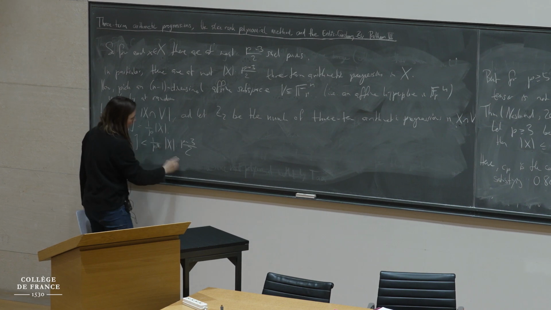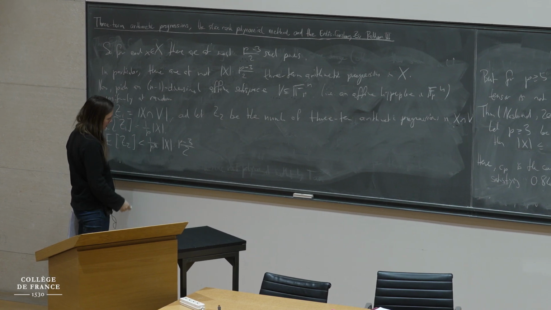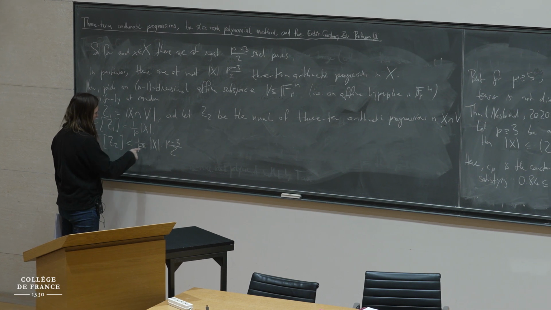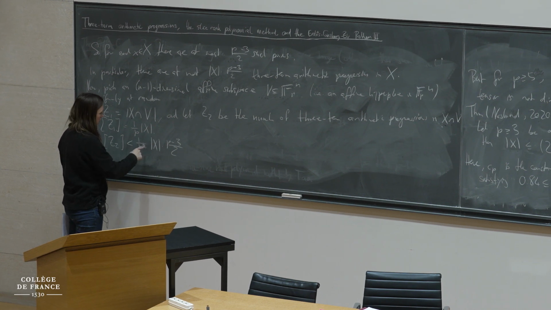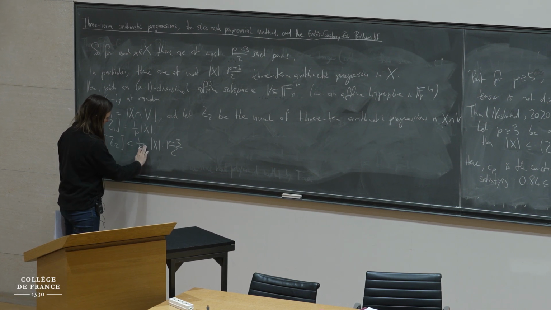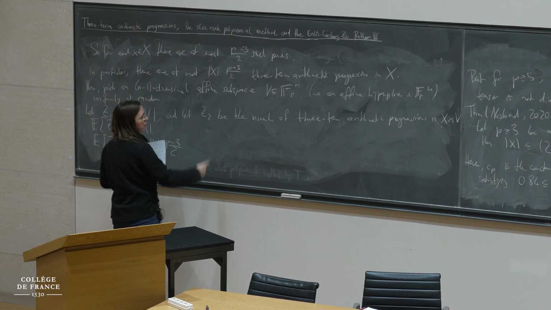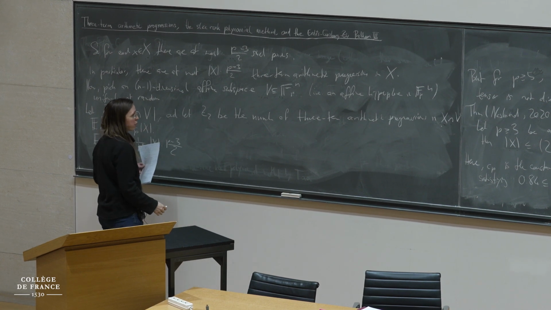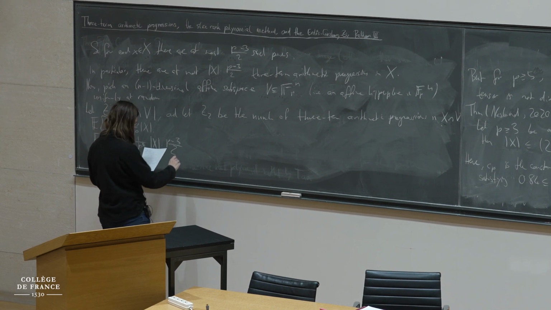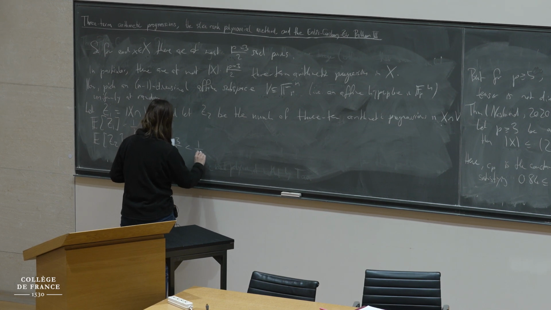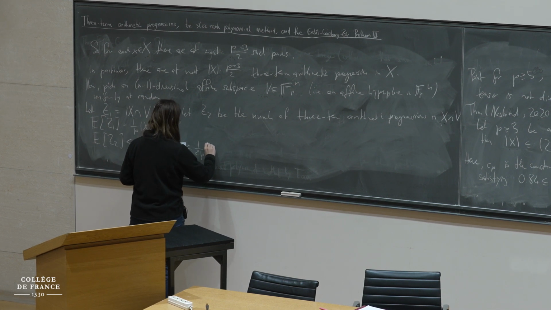So this is an upper bound to the number of three-term progressions in X, and each of them ends up being in V with a probability less than 1 over P squared. So we have this upper bound for the expectation of the number of three-term progressions in X intersect V, and this we can say is at most 1 over 2P times X.